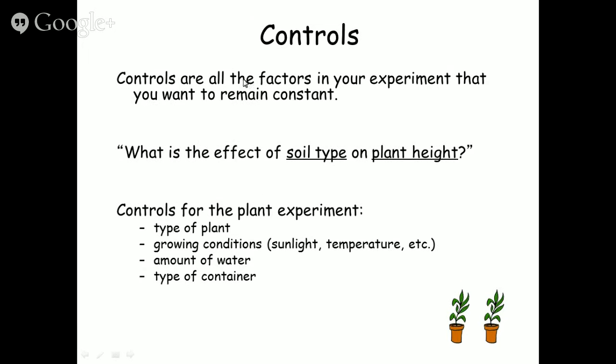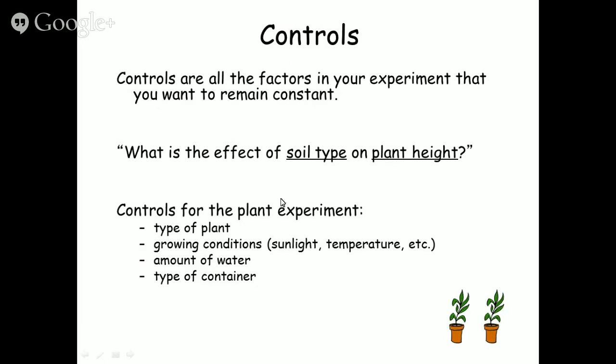Controls. Controls are all the factors in your experiment that you want to remain constant. Constant means you don't touch it, you don't change it. What is the effect of soil type on plant height? Controls for the plant experiment: types of plant, growing conditions, sunlight, temperature, etc. Amount of water, type of container.